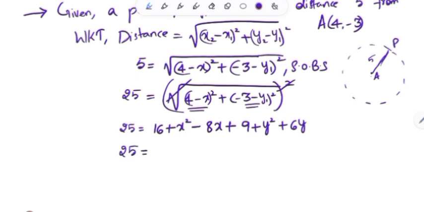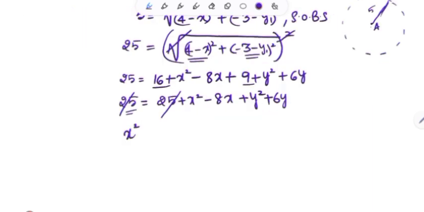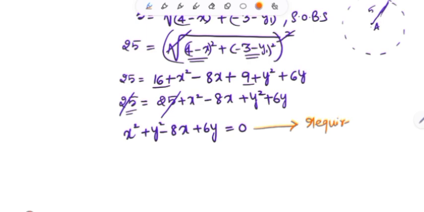Now, let's add the numbers which we have, 16 and 9. That will give me 25 plus x square minus 8 into x plus y square plus 6y. 25 gets cancelled. So, the final equation is x square plus y square minus 8 into x plus 6y equal to 0. This is the condition or the required equation. You can end your problem here in the exam.